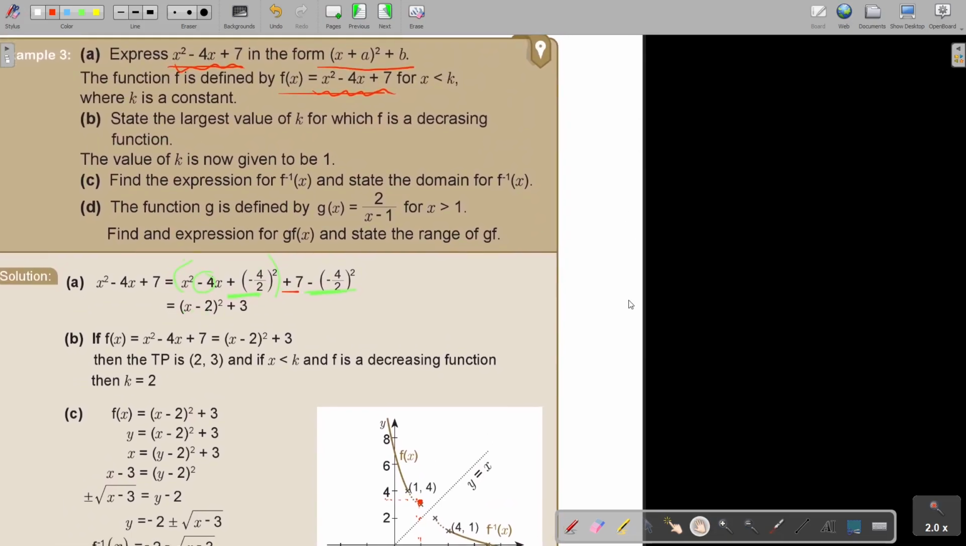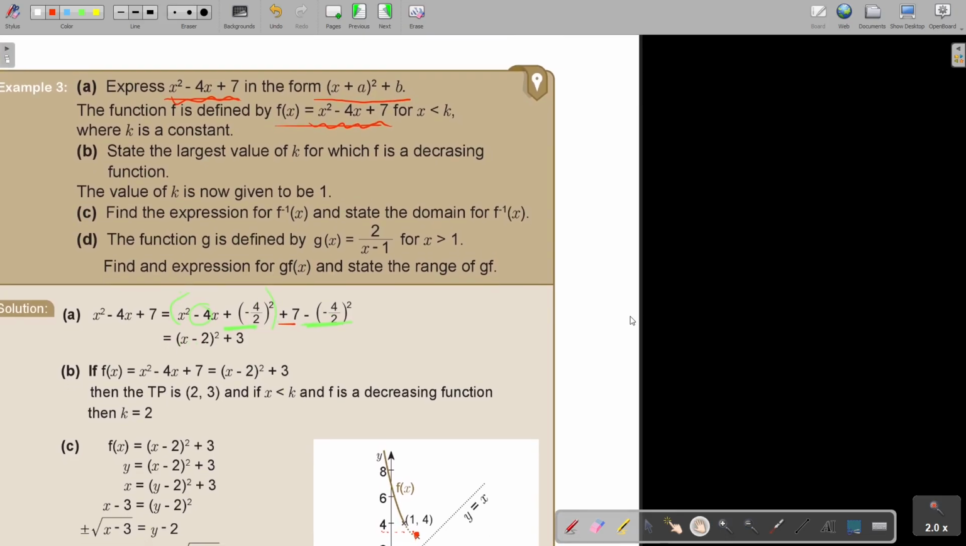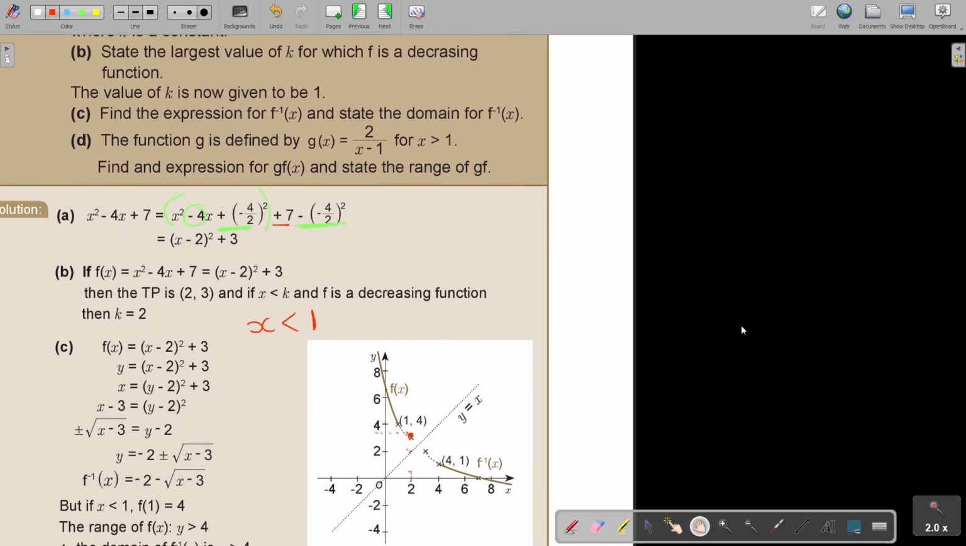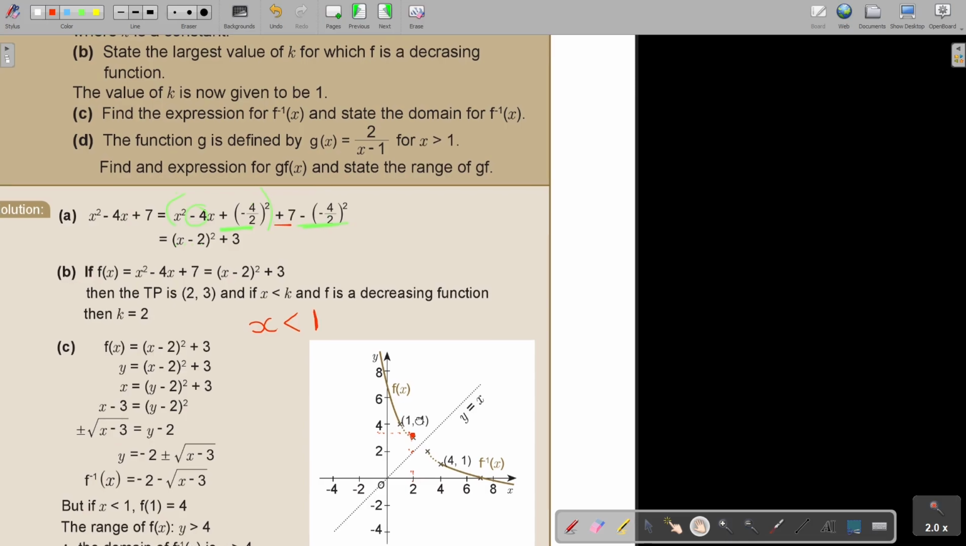The value of k is now given to be 1. So don't forget, now if you're going to substitute it here, can I just show you? Then it's going to be x is smaller than 1. And that's why you see that I was making the graph there. I found the y value also. How can you find it? Just substitute it. So if you substitute to find that y value, I just substitute the 1 in that equation. So it's 1 minus 2, so it's negative 1 squared plus 3. So it's 1 plus 3, which is then 4.